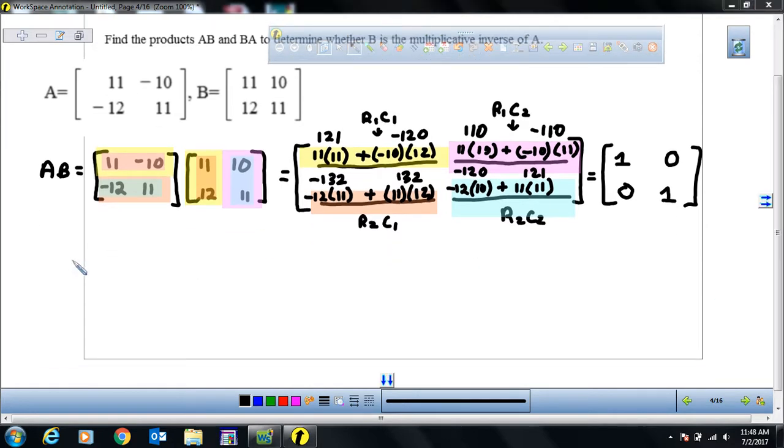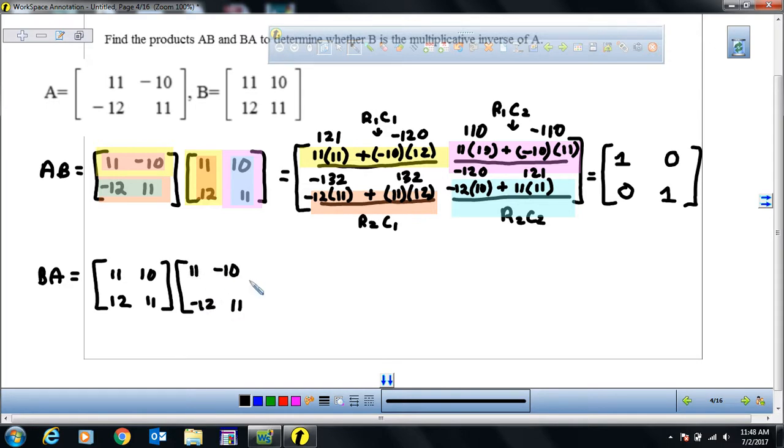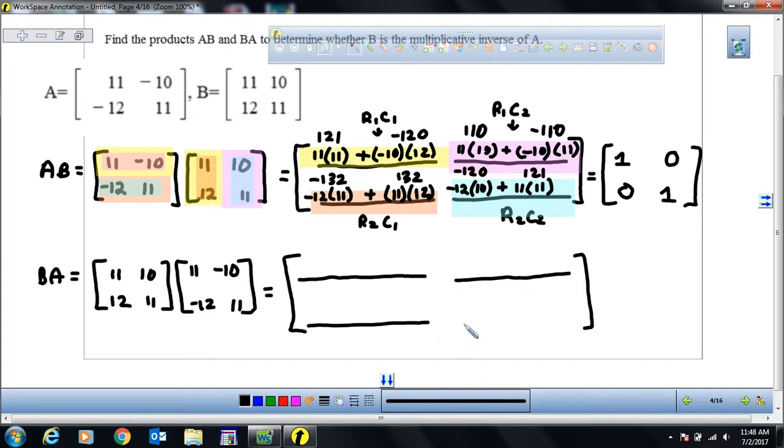Now we're going to do the other side, BA. Now B right here is 11, 10, 12, and 11. And I'm going to multiply times A, which is 11, negative 10, negative 12, and 11. Again, we're going to end up with a 2 by 2, of course. So we're going to set it up in that same manner.